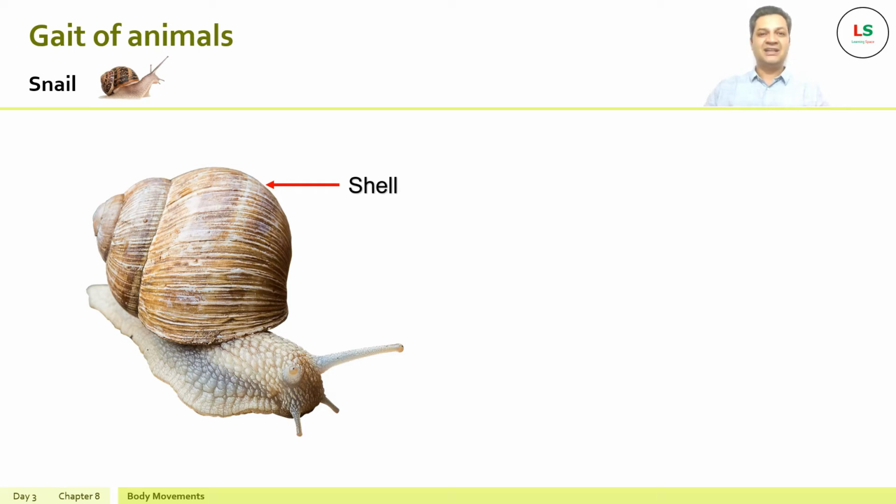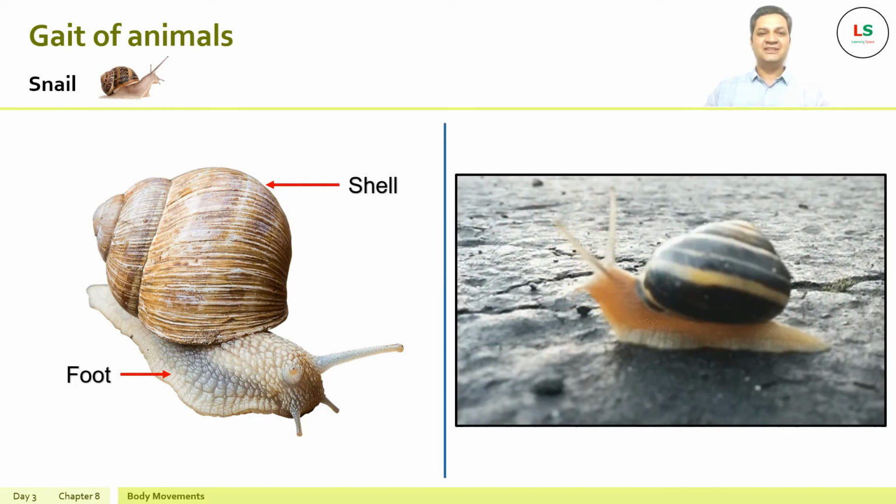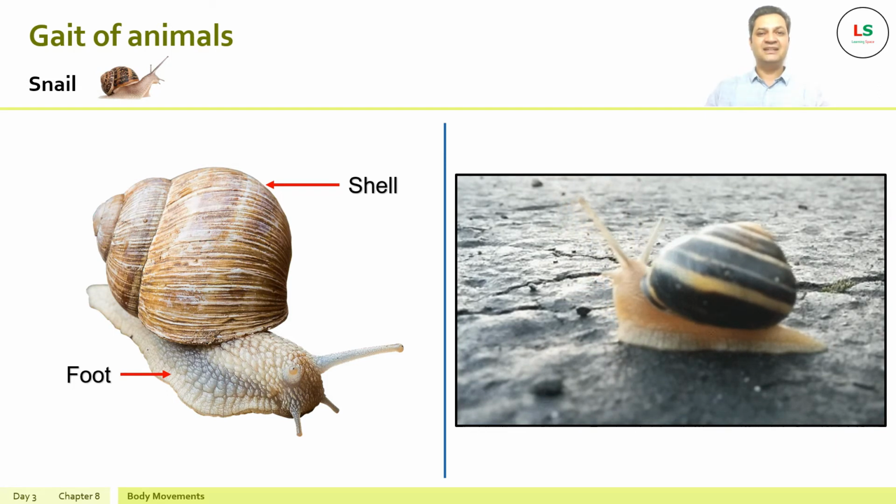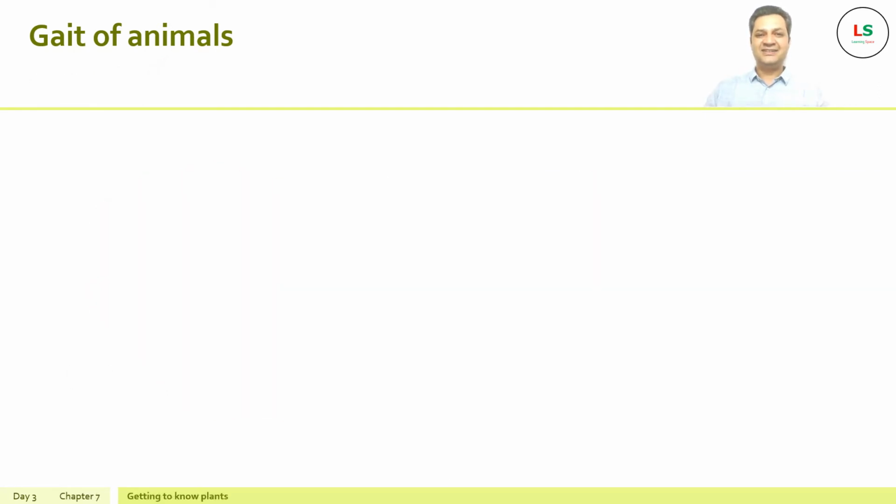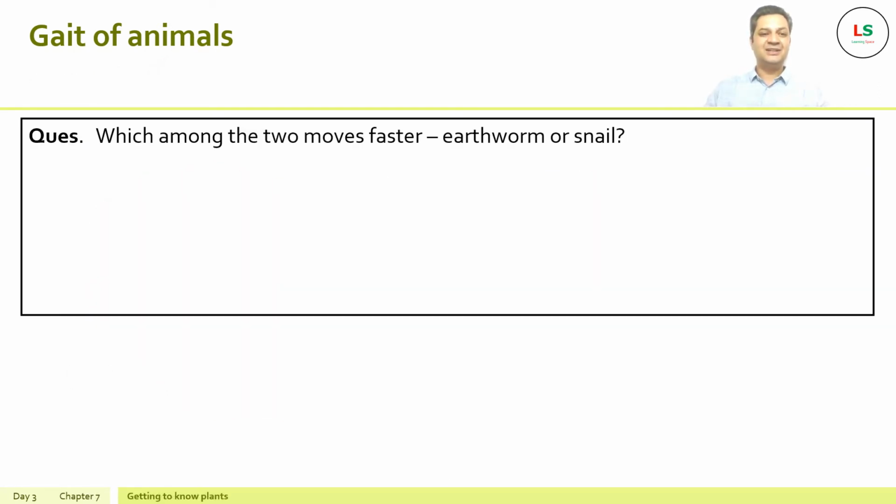The snail moves by creeping on its flat foot under the body. The muscles in this foot expand and contract to create movements that pushes the snail forward. The snail also produces slimy mucus that helps in its movement. Now I have an interesting question for you. Which among the two moves faster, earthworm or snail? Put on your thinking caps and keep thinking.